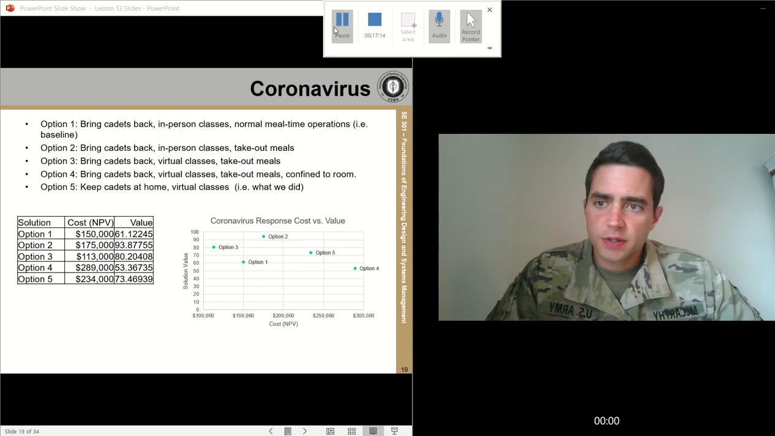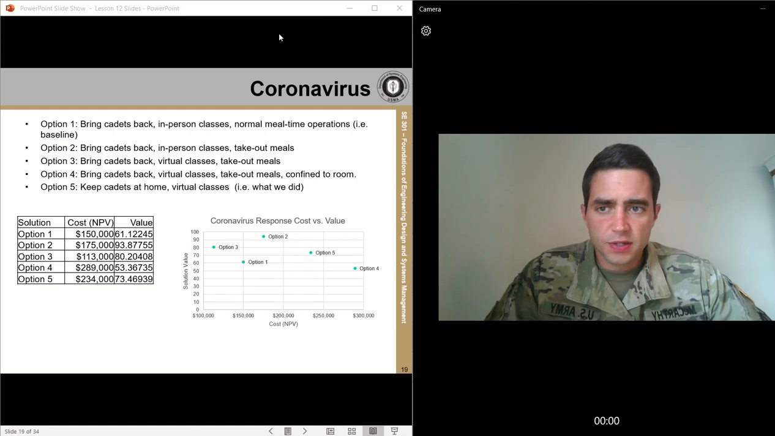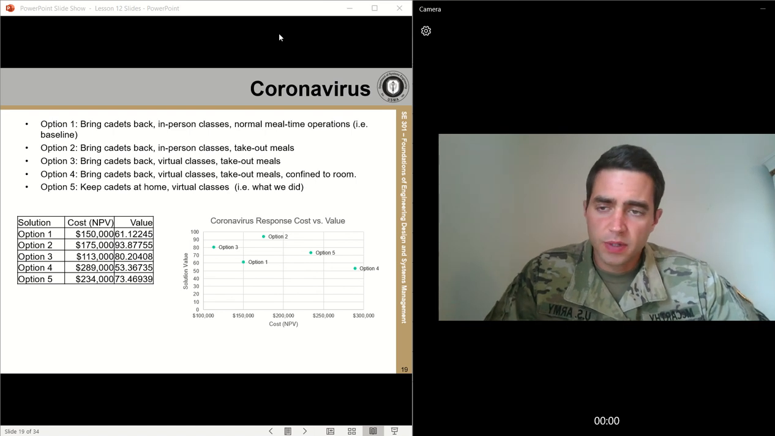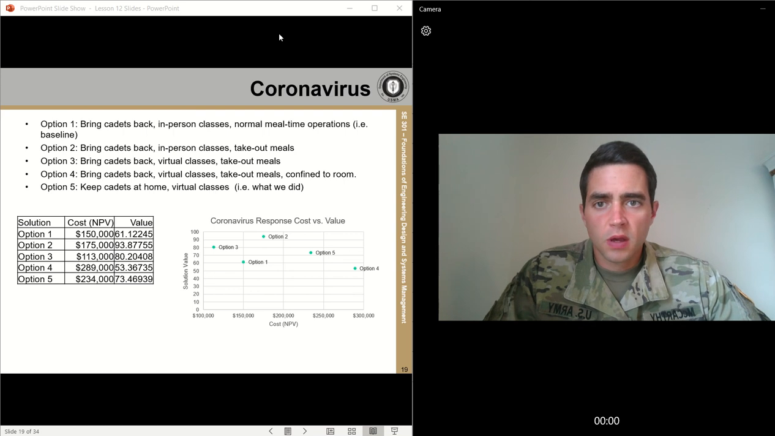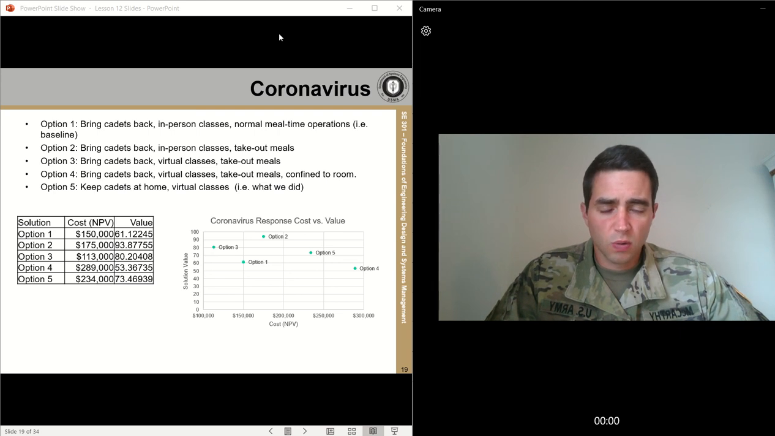So as a segue into trade-off analysis, I'd like to bring us back to this coronavirus example, refresh our memories about the 5 options that we have for a response to the coronavirus resurgence. Last lesson we talked about cost and net present value. So for every alternative that we have, we're going to determine what the net present value is for that alternative. And using modeling and other techniques to score our alternatives, like we talked about, we'll be able to find a value using our additive value model.